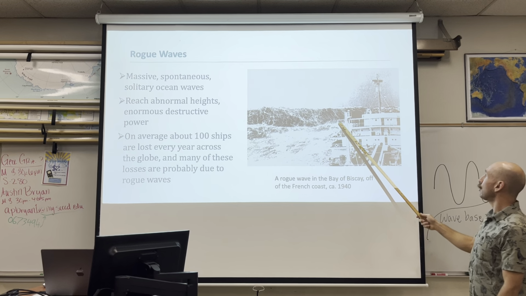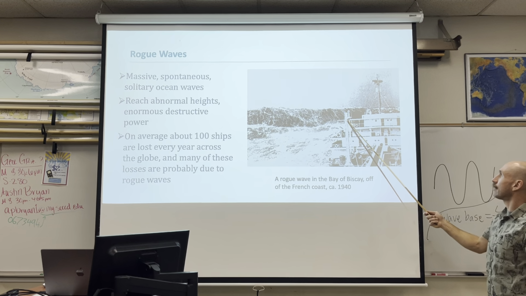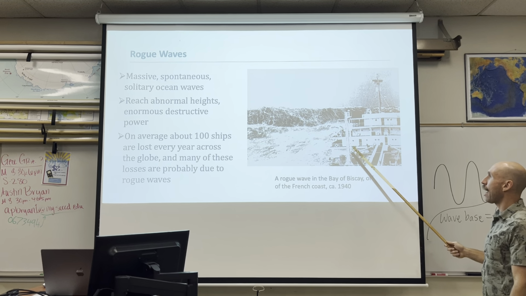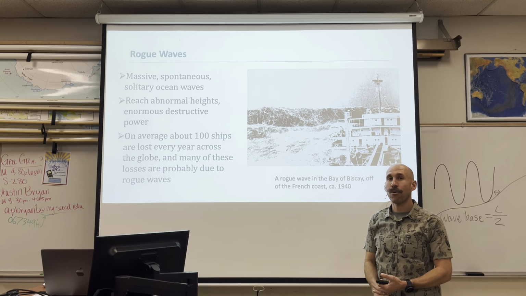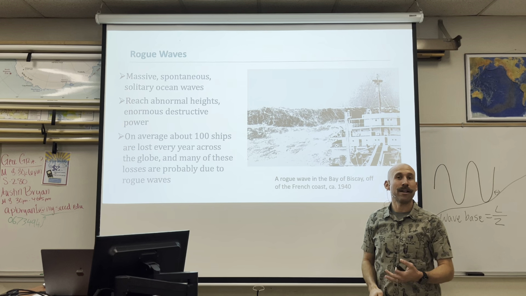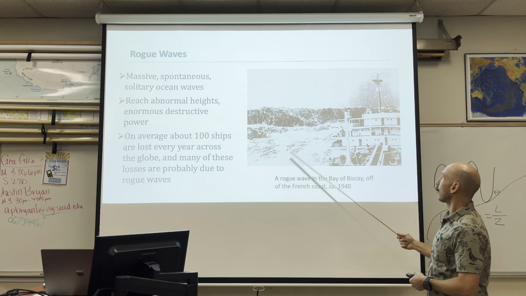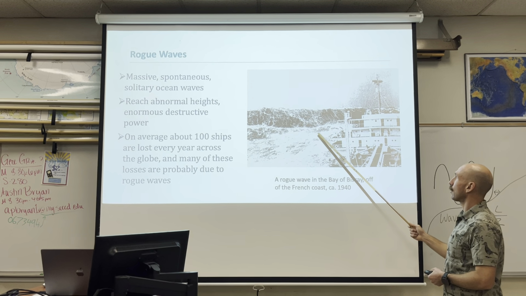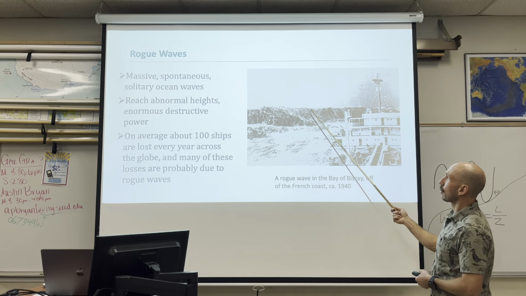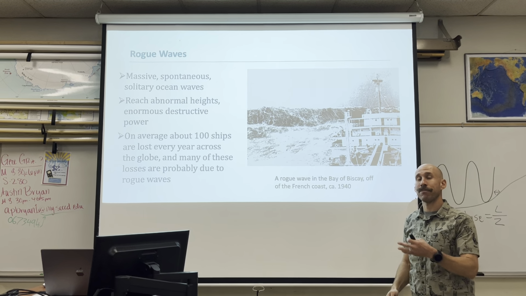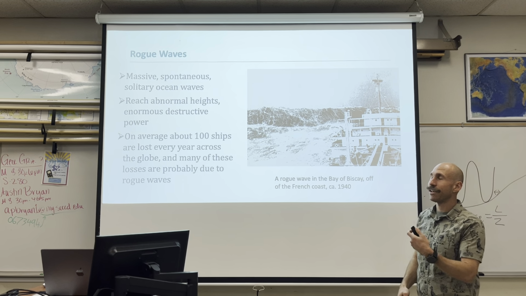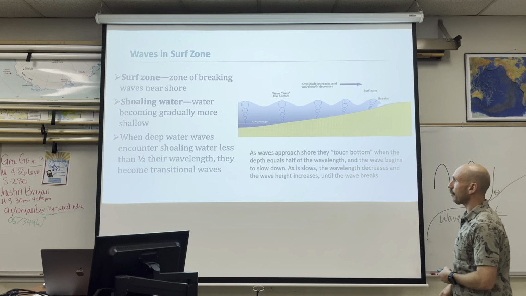These, on average, sink about 100 ships every single year because they're very hard to predict or to know or to even expect when they are coming. So rough seas with extremely large, massive, spontaneous, solitary ocean waves happen because of mixed interference.